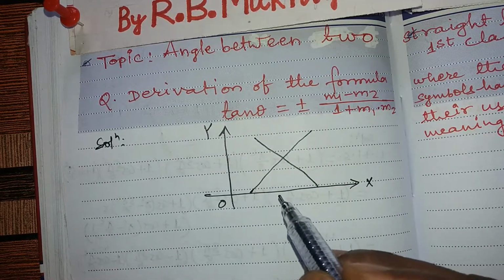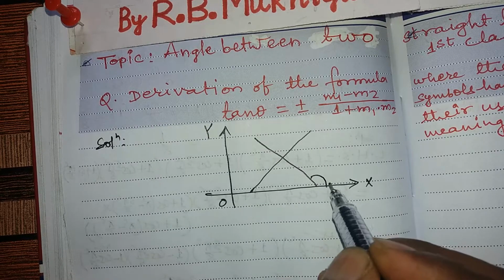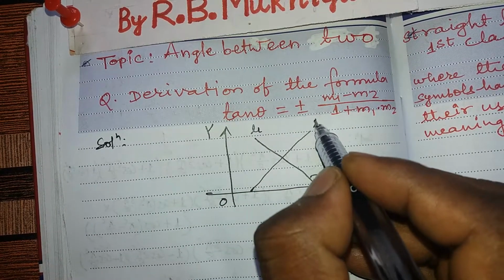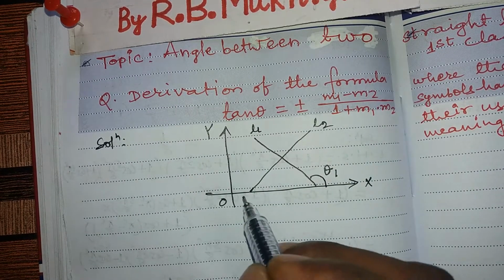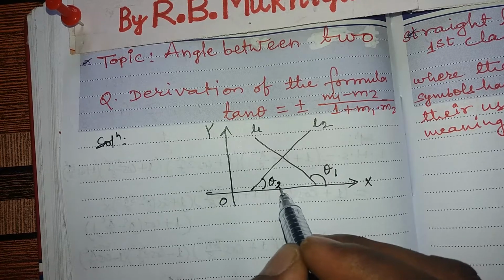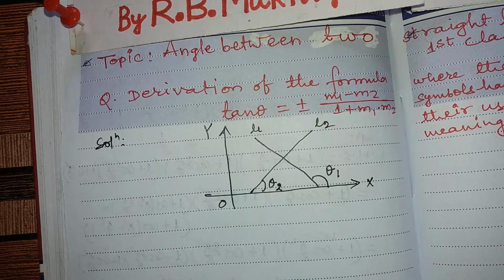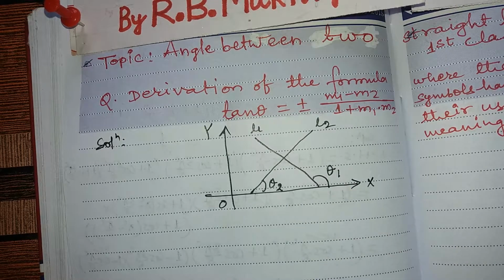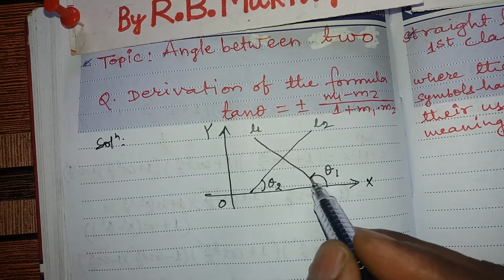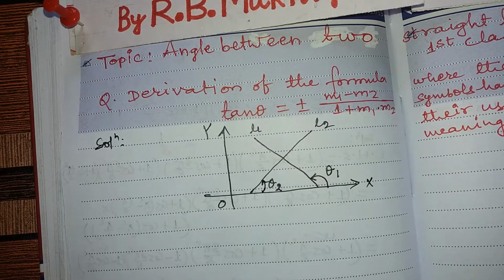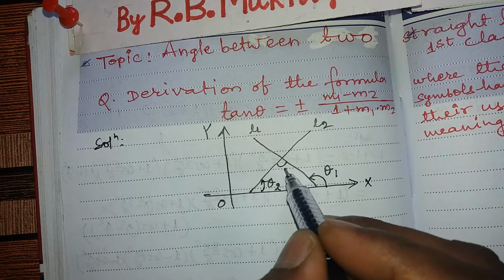Here let this angle be theta 1, this is line L1, this is line L2, and this is angle theta 2. One angle is theta 1, another angle is theta 2. We can also name these straight lines, but we have already supposed this angle is theta 1 and this angle is theta 2. What will be the angle between them? This is theta.